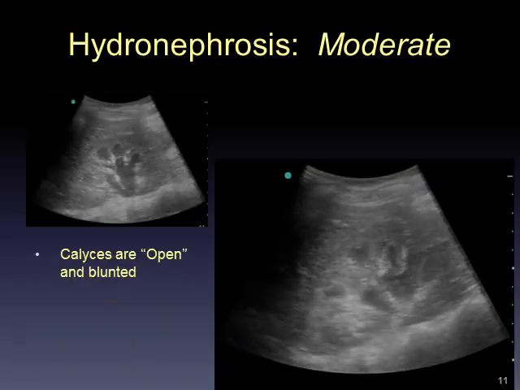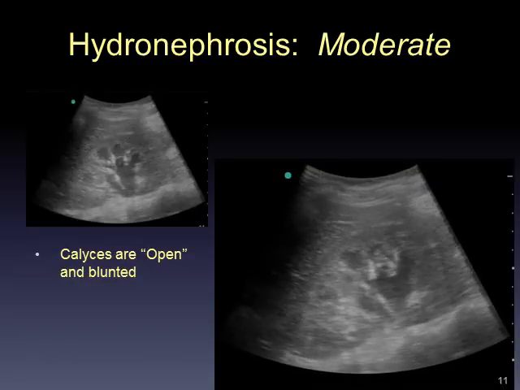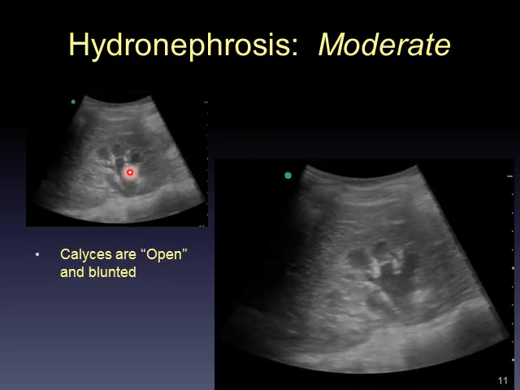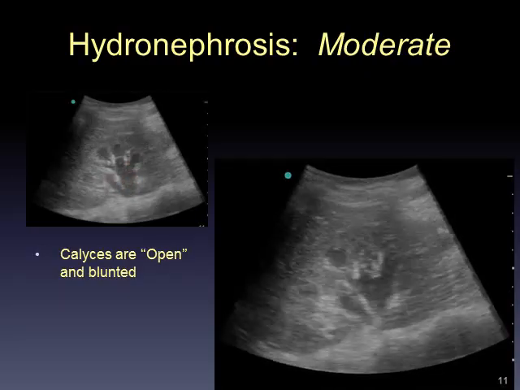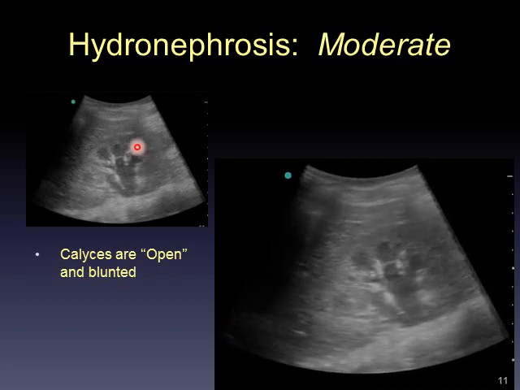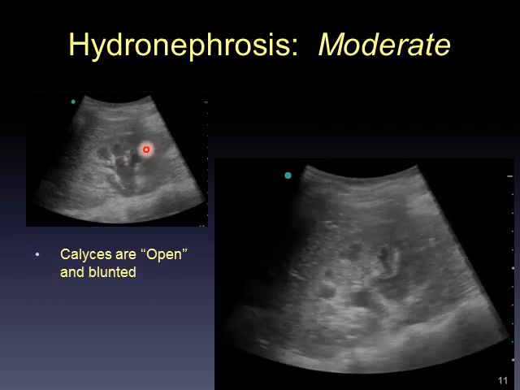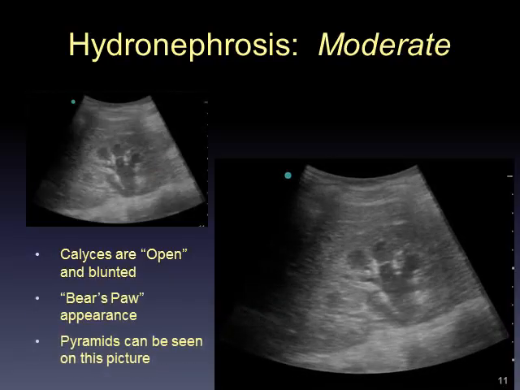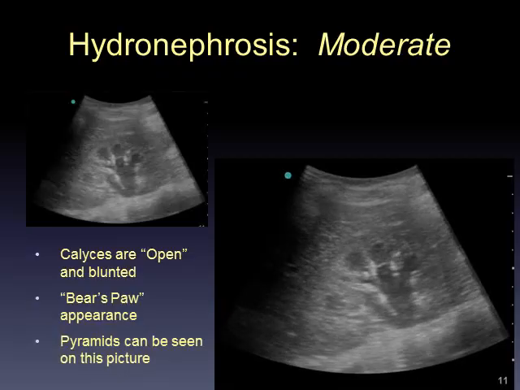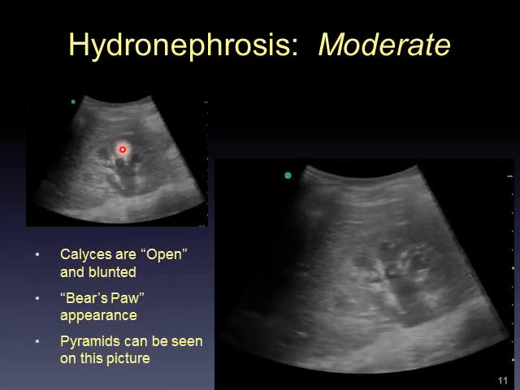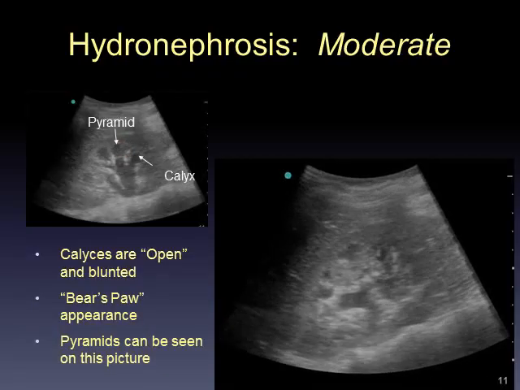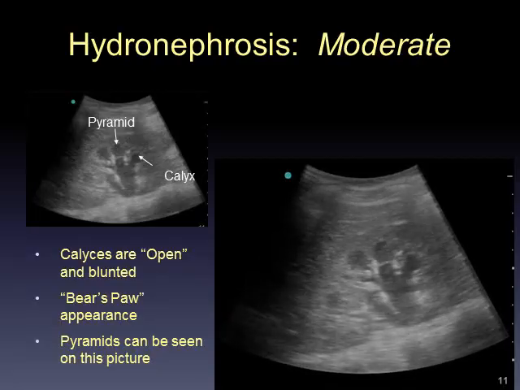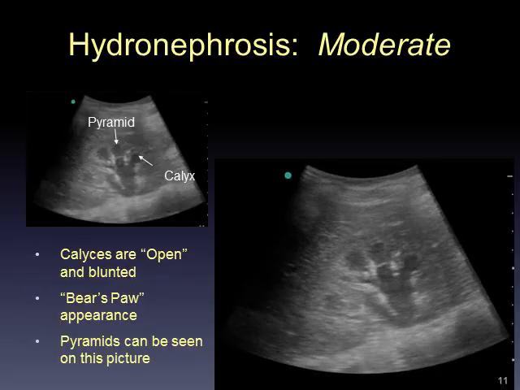Moving on now to moderate hydronephrosis, we can see that the pelvis has become much more full of fluid, and we can start seeing the fluid track up into the calyces. Importantly, the calyces are still maintaining some acute angles with a sort of love heart appearance. This is commonly referred to as an animal footprint or bear's paw appearance. And I note that you may still be able to see a pyramid on this picture. But certainly it isn't just the small amount of fluid in the pelvis that we see in mild hydronephrosis.